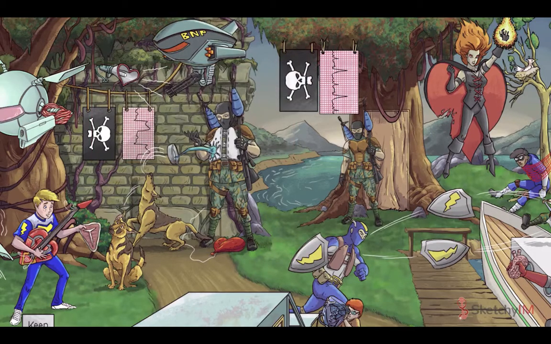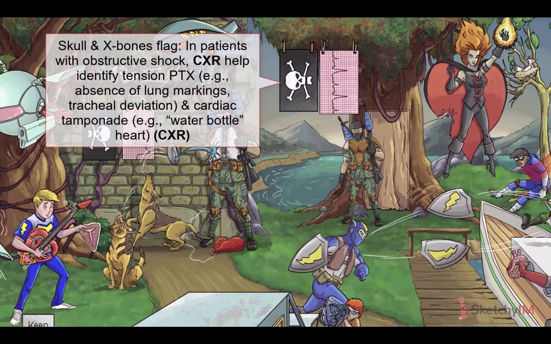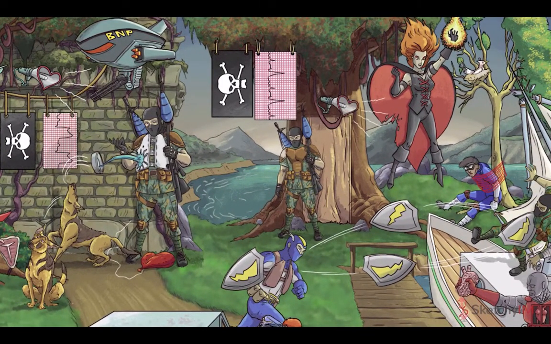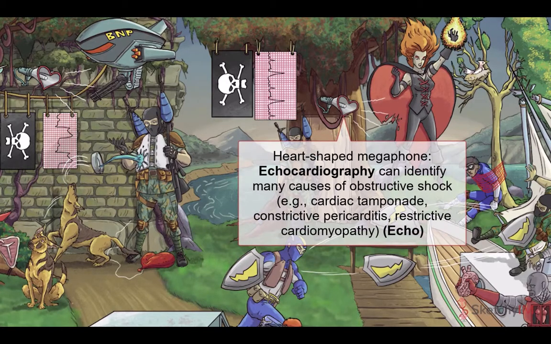The chest x-ray in patients with suspected obstructive shock is most helpful in diagnosing tension pneumo. Look for absence of lung markings over the affected side and tracheal deviation towards the unaffected side. Rarely, you might also catch a glimpse of the classic water bottle cardiac silhouette that can be seen in patients with cardiac tamponade, but don't hold your breath on that one. Much more commonly, if your patient has obstructive shock due to cardiac tamponade, you'll make the diagnosis with an echocardiogram, represented by our recurring Sketchy symbol, the heart-shaped megaphone.